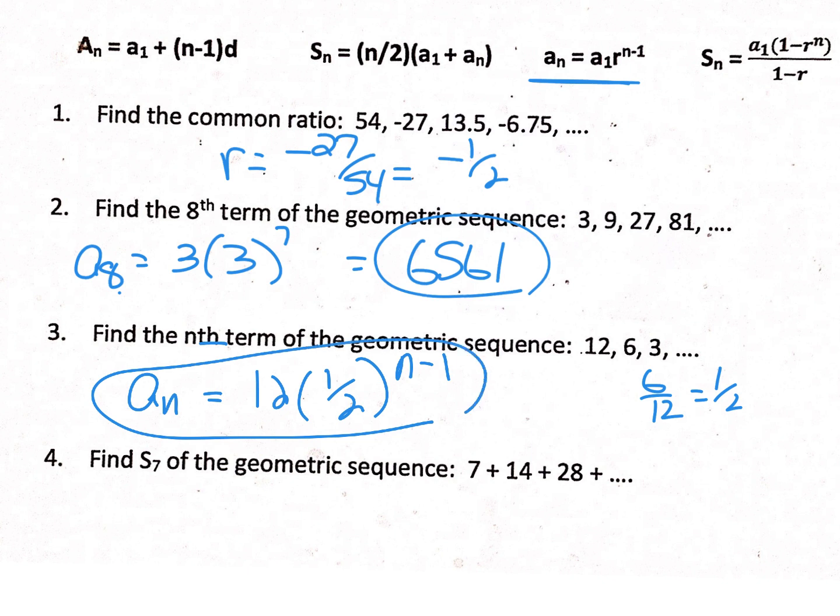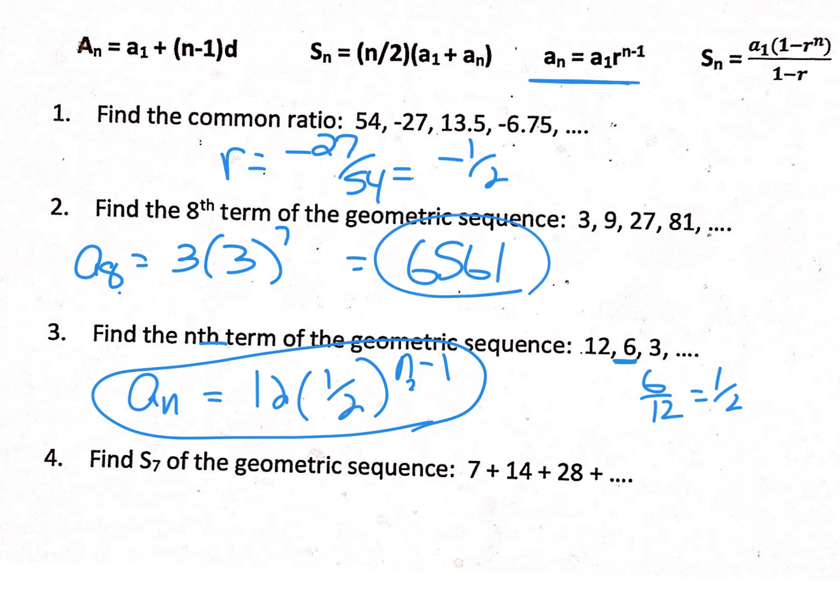That's all you do. You plug in your a1 and your r. That's it. Now you can check it. The second term is 6, which means you should be able to plug in 2 for that n right there and get 6. And just looking at it, you will. So that's good. Number 4 says find the sum of the first 7.